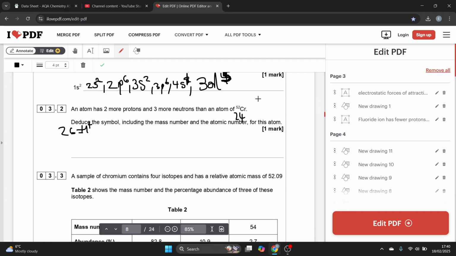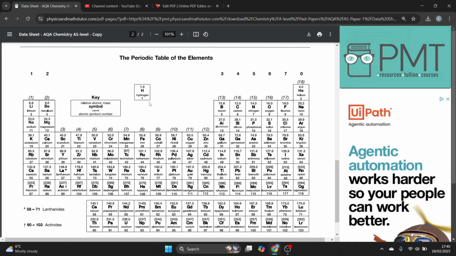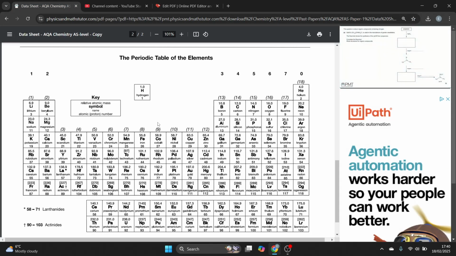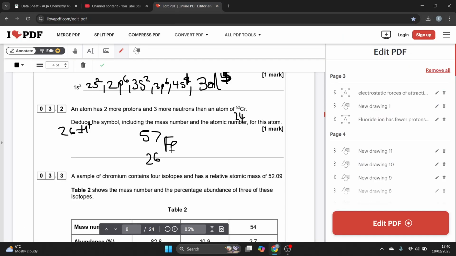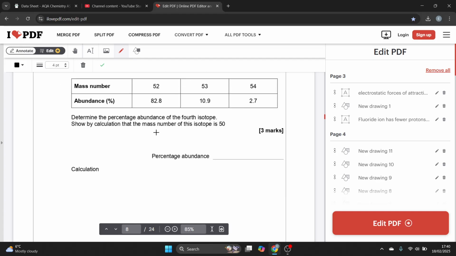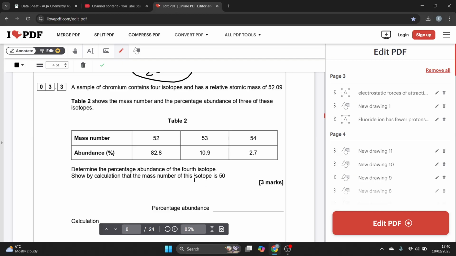Well, the number of neutrons in this case is 52 minus 24, 28. But 3 more neutrons, so it's going to be 28 plus 3, 31. Then 26 plus 31, 57. So it's going to be 57, 26 for this atom. Iron. Because remember, it's the number of protons that determines what it is, not the number of neutrons. So 57, 26 Fe.